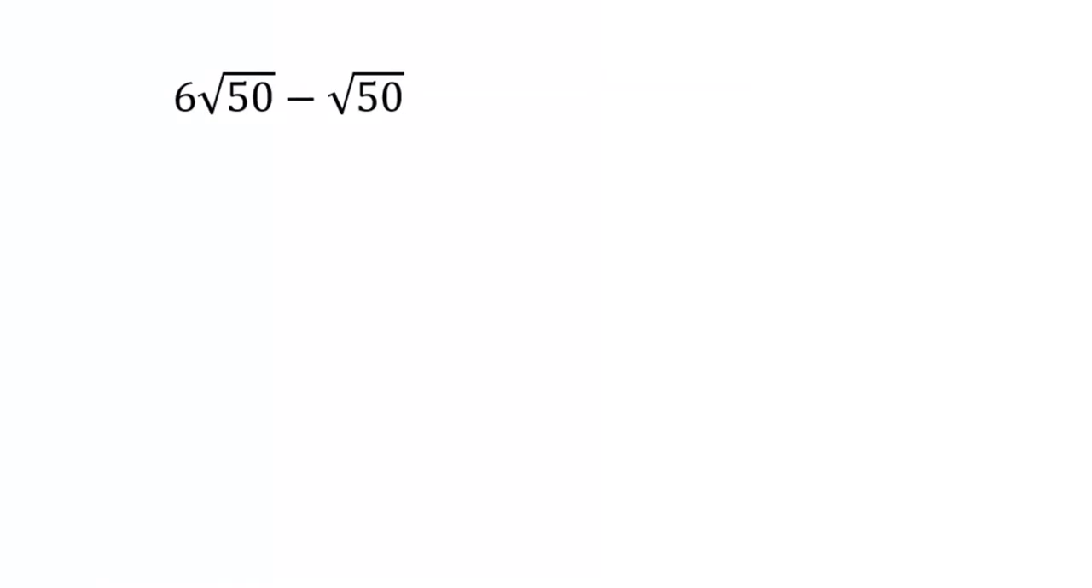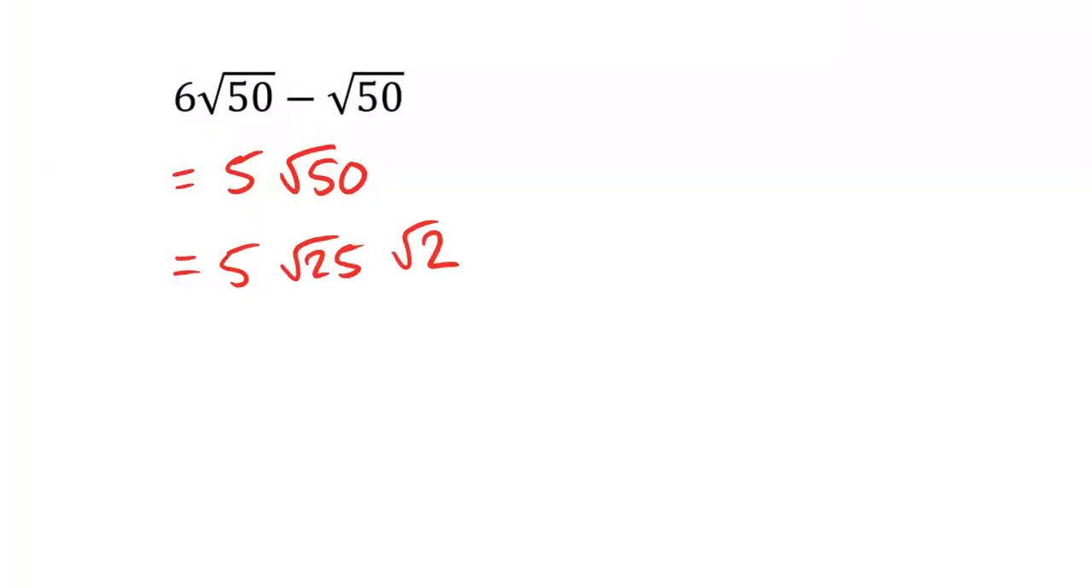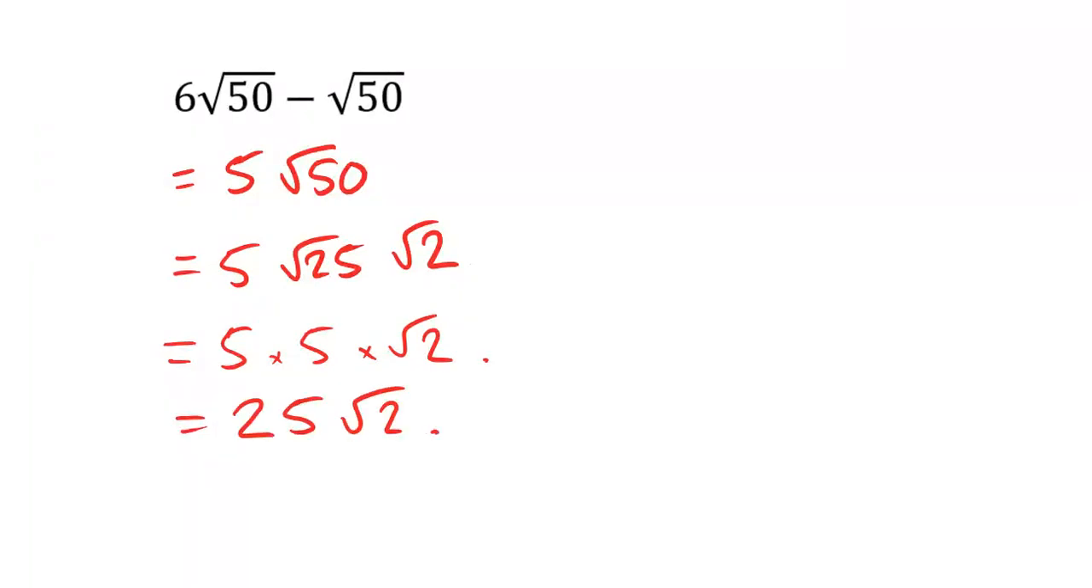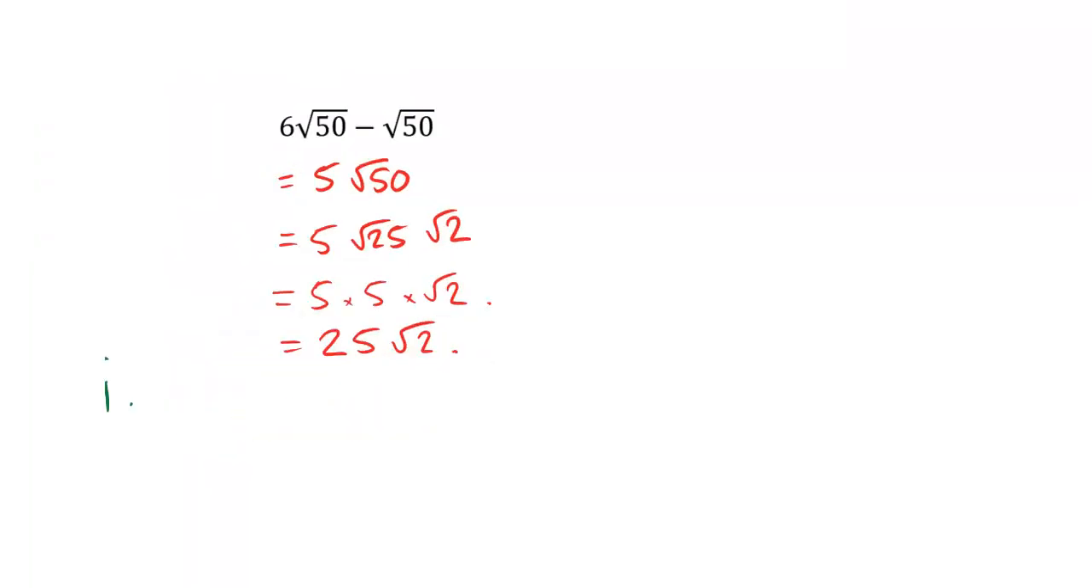So let's see if we can put multiple things together to work out the most simple way of writing these expressions. So 6 root 50 minus root 50. Well, I can start certainly by saying it's 5 root 50. From here, we can now split that 50, and we could write that as root of 25 root 2. Well, the square root of 25 is 5, so we've got 5 times 5 times root 2. So my final answer here is 25 root 2.